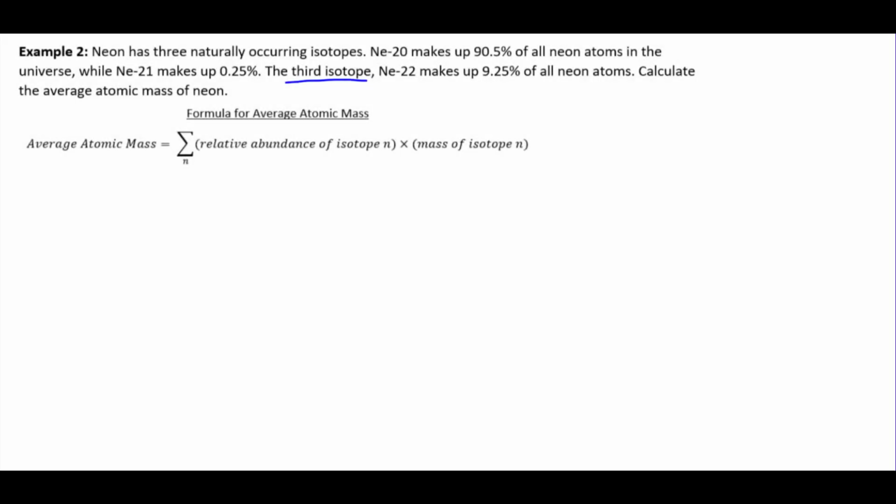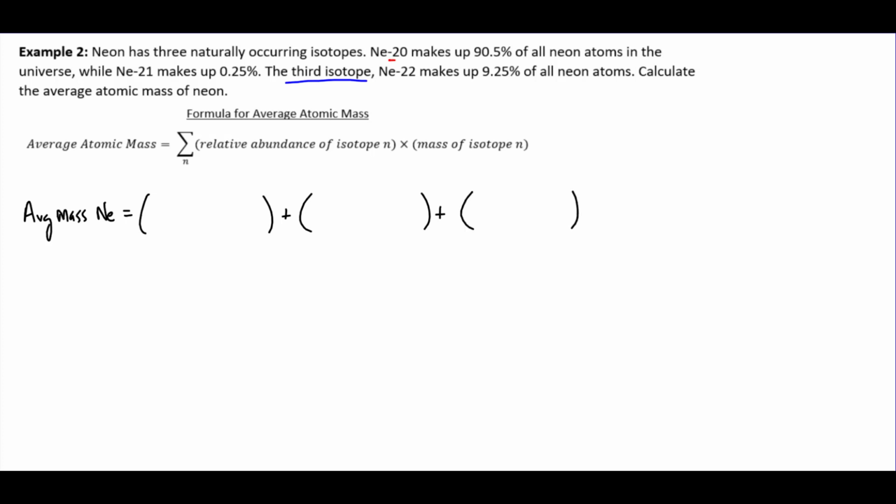Now for this one, I'm actually going to work out all the steps in case you're struggling. We've got the average mass of neon, and that's going to be equal to the sum of this statement, but we have to repeat it 3 times. So let me just go ahead and add that in. We've got a parentheses plus another parentheses plus a last one for that third isotope.